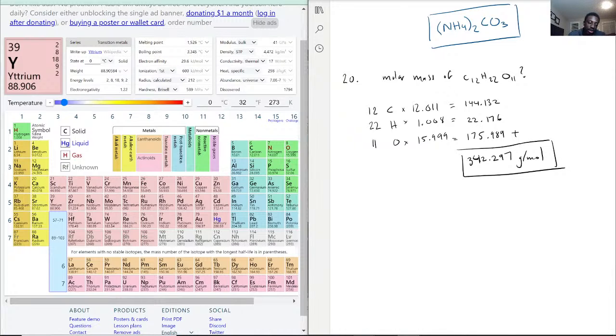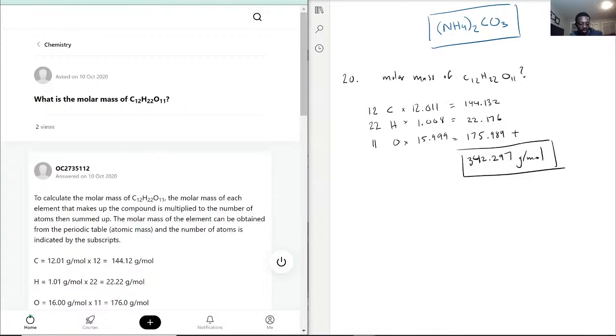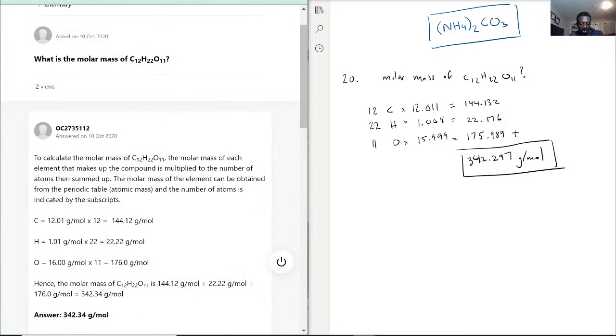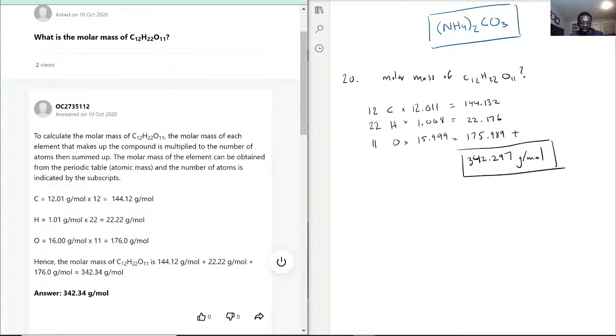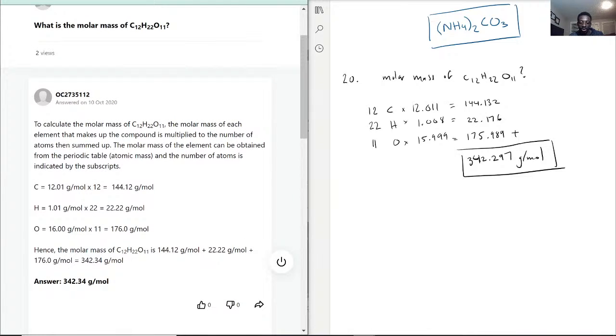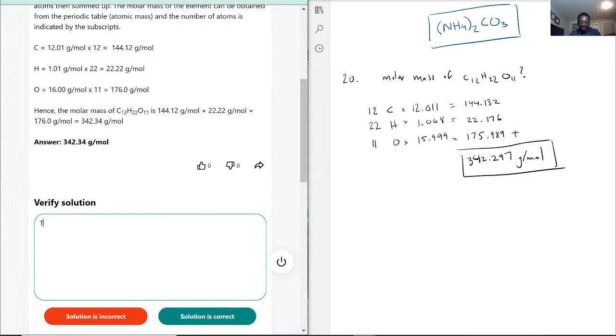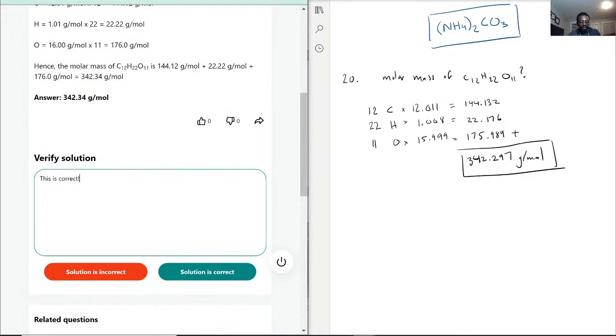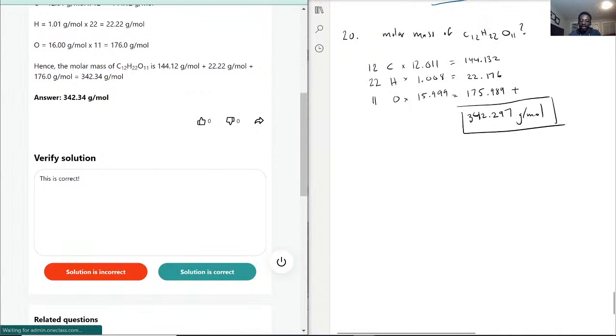Okay, so let's see, hopefully we were able to get that correct. Exactly, they got 144.12 because they have 12.01 in theirs, 22.22 because they have 1.01, that's 176. When you add it together, 342.34, and I have 342.297 because, exactly, depending on your periodic table, you will get different molar masses. So as I'll keep saying, refer to the periodic table given to you by your instructor. Okay, so this is correct. Now let's go to question 21.